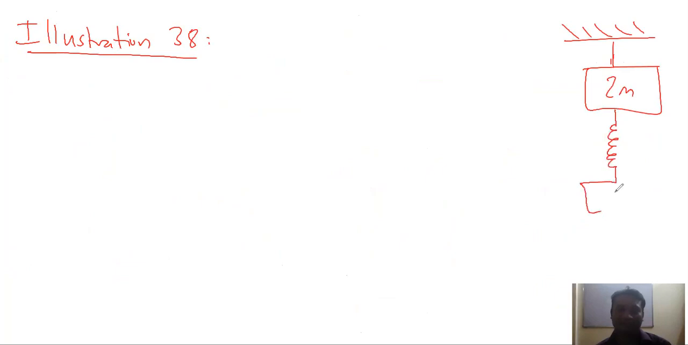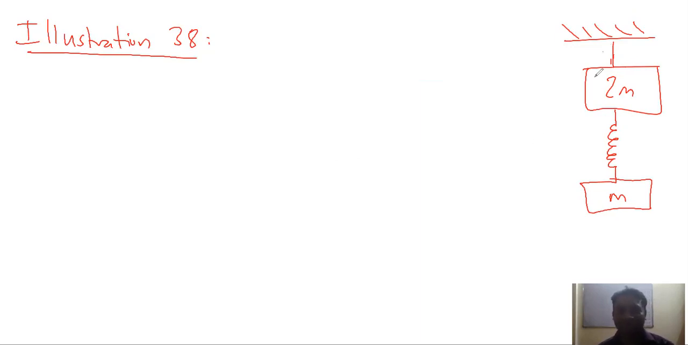So after this, let us move on to our next illustration, which is illustration 38. In illustration 38 we are given two masses. So this is the ceiling and we have a mass 2m here, and we have a spring here connected to a mass m. So two blocks are connected by a spring. The combination is suspended at rest from the string attached to the ceiling as shown.